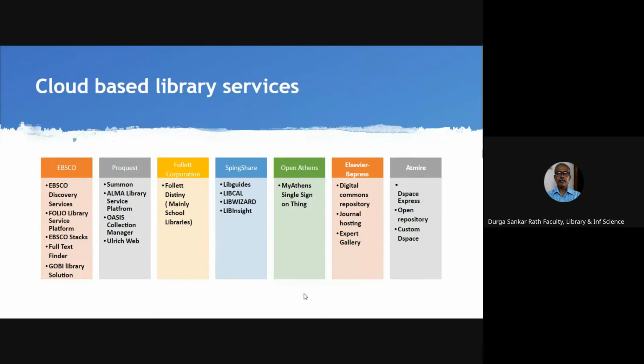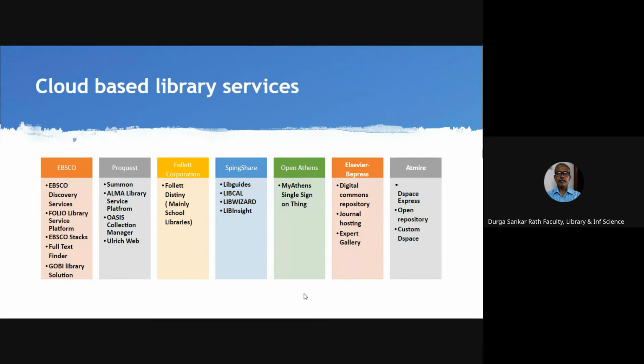EBSCO Stacks are there, Full Text Finder, GOBI library solution. Even ProQuest is providing Summon, the Alma library service platform, Oasis collection manager, and Alma Web. They are providing these as cloud-based library services.